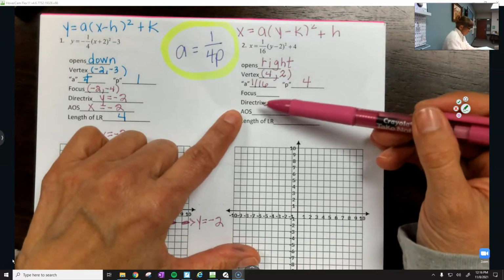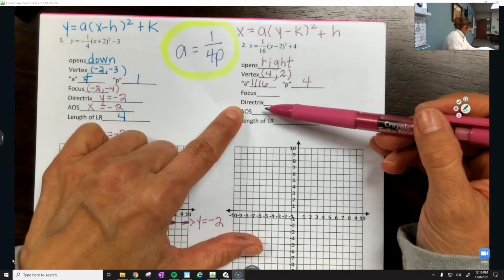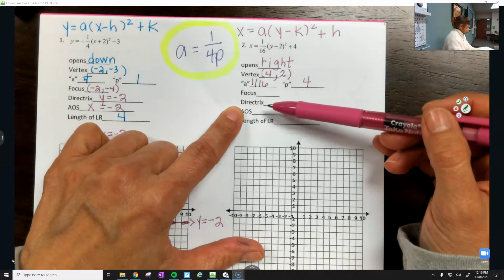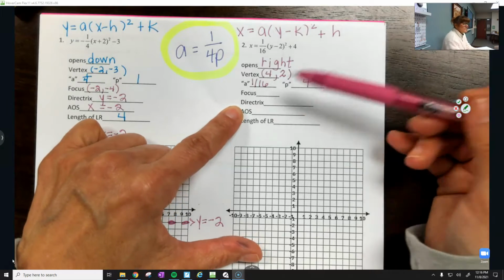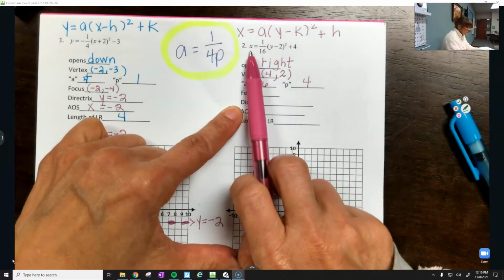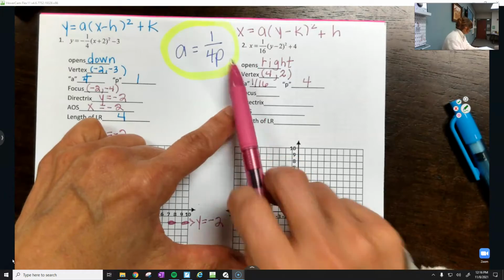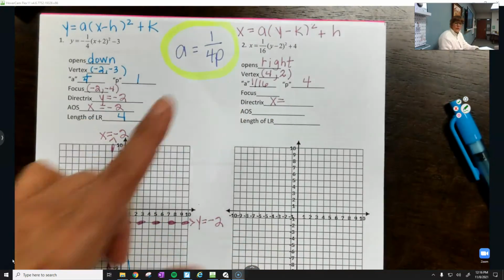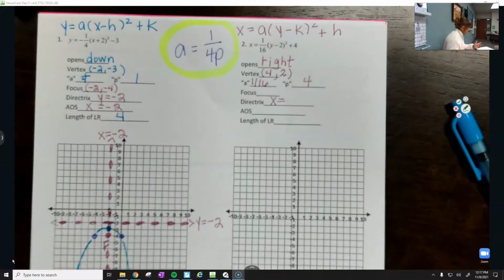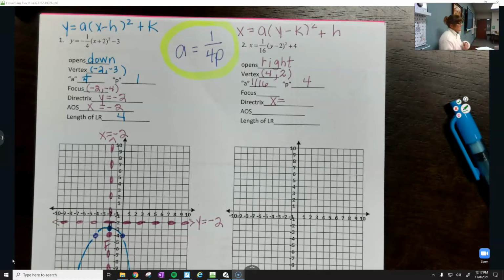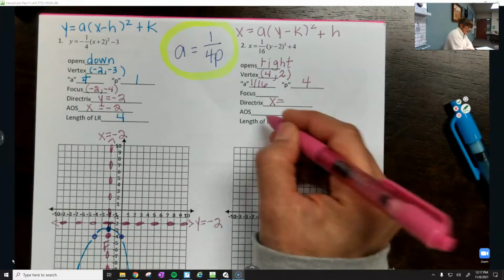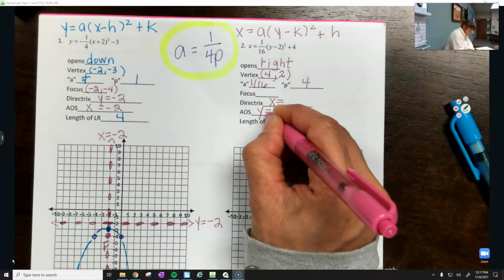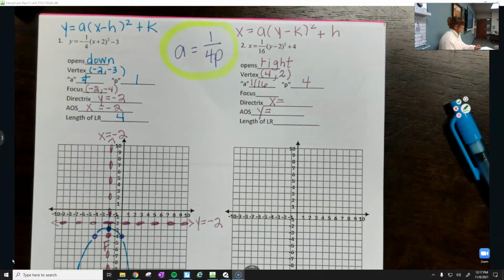Focus, I'm going to skip that line in a minute. Where it says Directrix, the letter that starts the Directrix is the same letter that started the equation. What letter starts the equation here? So this is going to be x equals. So if the Directrix is x equals, then the axis of symmetry is the other one. So the axis of symmetry is going to be y equals. And then you guys should know the official length. What's the denominator? Yes.